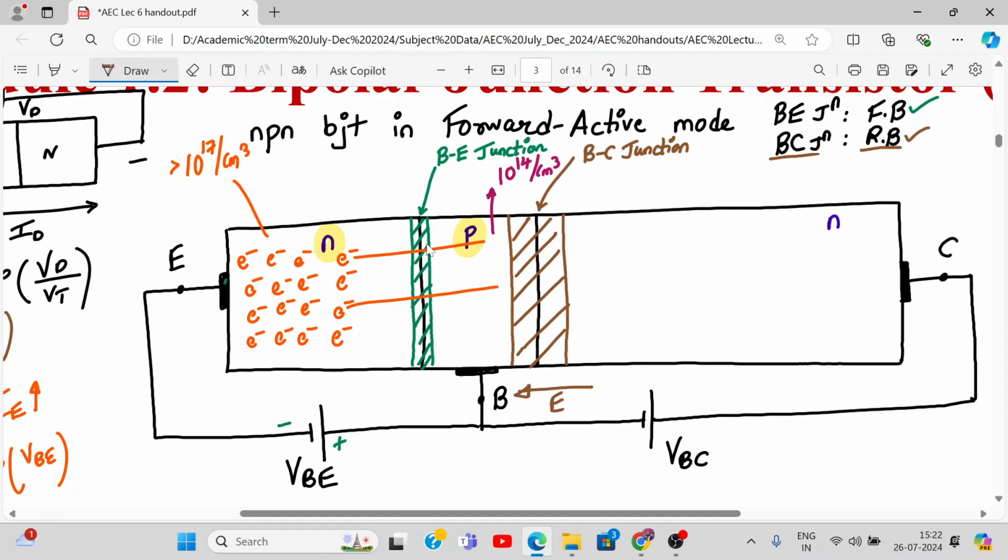Now where will these electrons go? Will they move back? No, they will not move back. Where will they go? They will diffuse across the base region, and they will be attracted towards the collector. They will be collected at the collector terminal. Now you will say, sir, in the collector also we have electrons. See, these electrons are quite less.